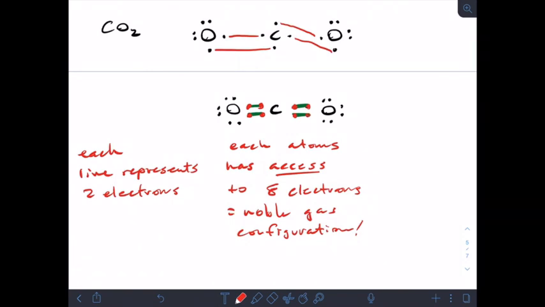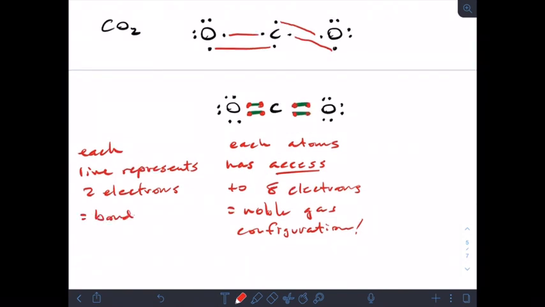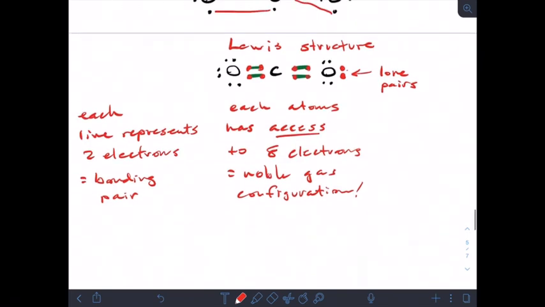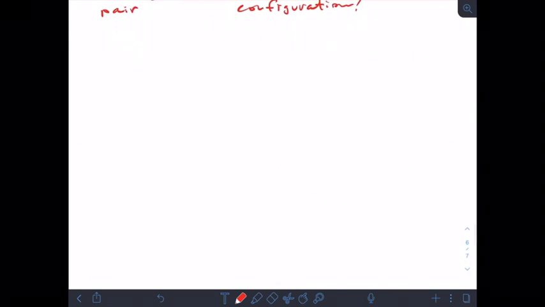That's important. So each line is what we refer to as a bonding pair. These electrons out here on the periphery, we refer to those as lone pairs. Prior to this, we've been drawing Lewis dot structures. So this representation is simply called a Lewis structure, as opposed to a Lewis dot structure. And there are rules for drawing Lewis structures.